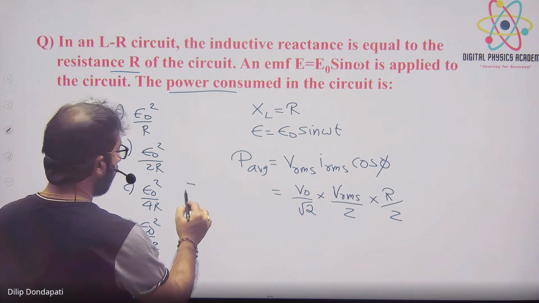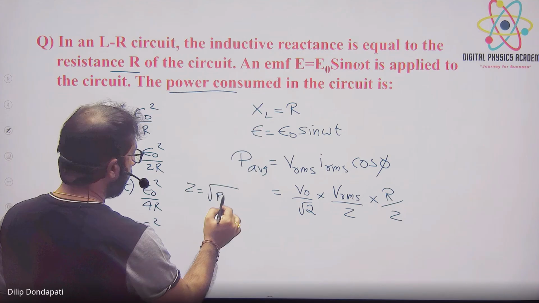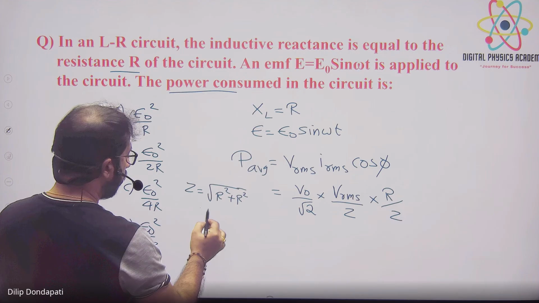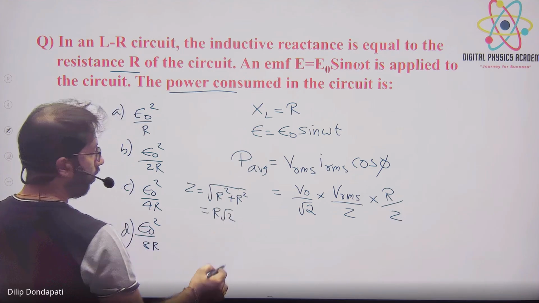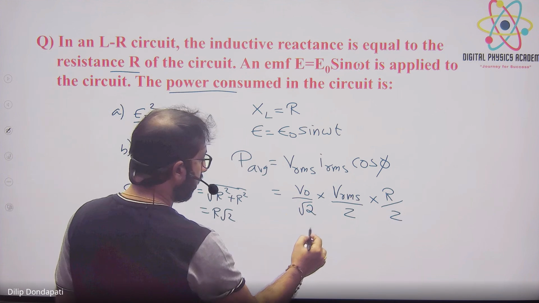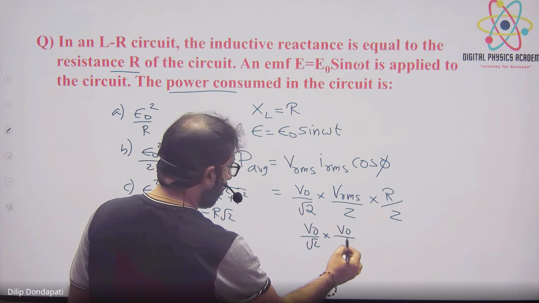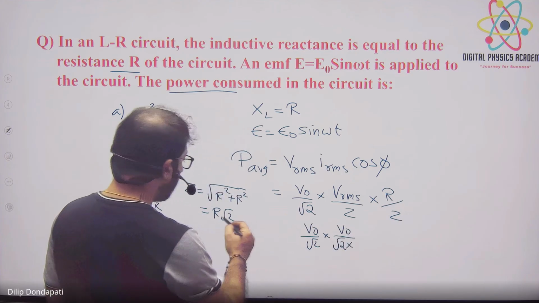Okay, let's find Z first. What will be the formula for Z? Under root R square plus XL square. Here XL is also R only. So Z is R root 2. Okay, and here also V naught by root 2 we will take. So V naught by root 2 into V naught by root 2 into cos phi, which is R by Z, and Z is nothing but R root 2.